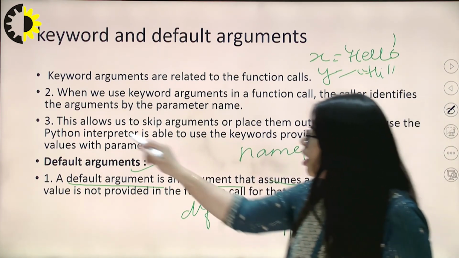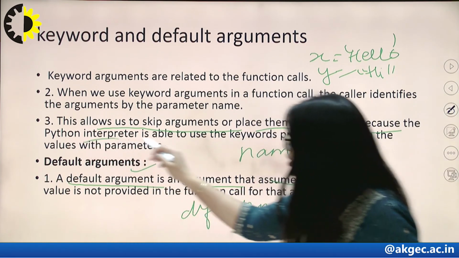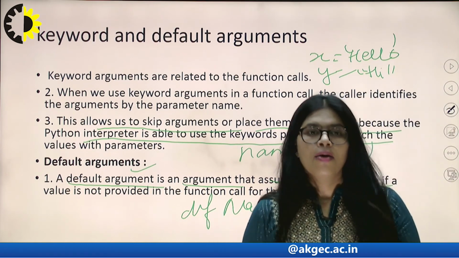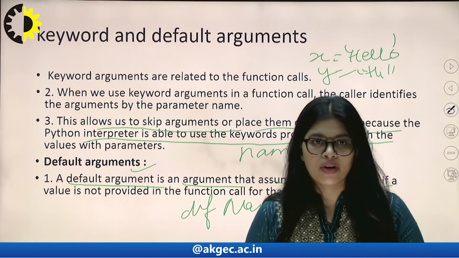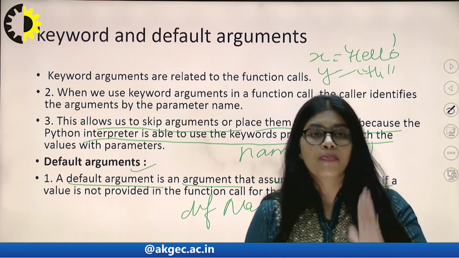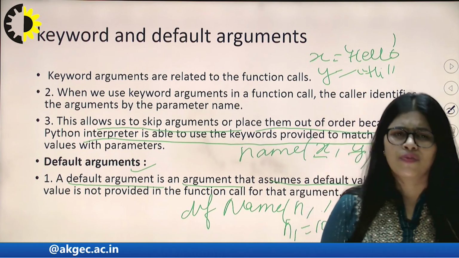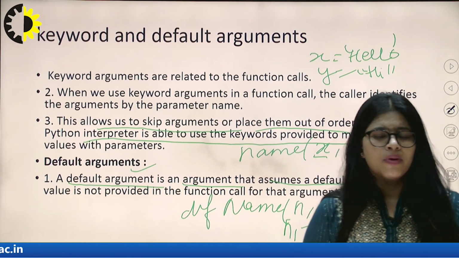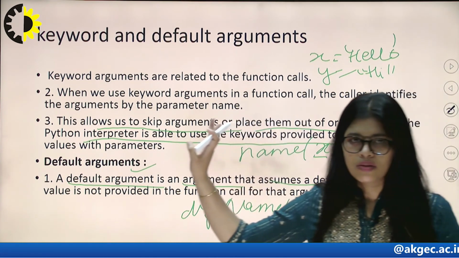It allows us to skip arguments or place them out of order, because the Python interpreter is able to use the keyword provided to match the values with the parameters, means for any parameters used in the function where the value is not mentioned, we have to use any kind of string or character. Default values can be given. These kinds of arguments are called keyword arguments.